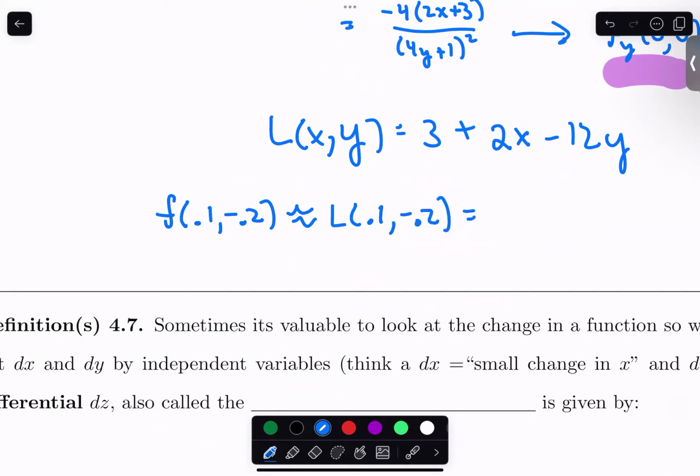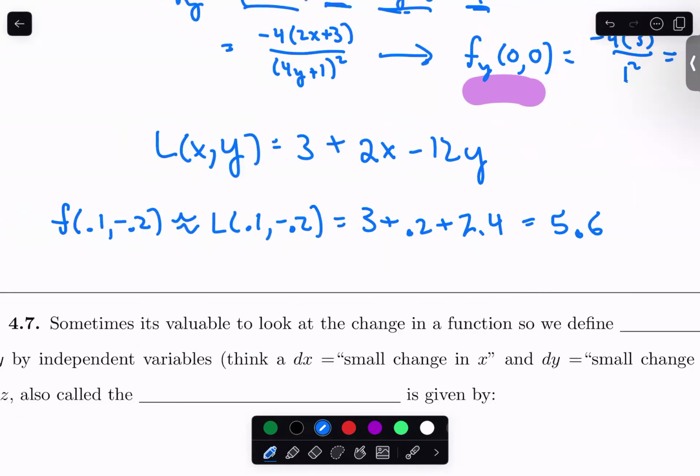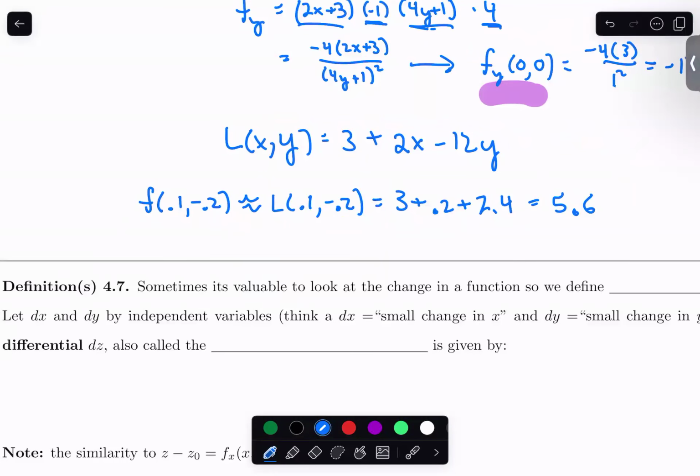And that we can solve for very quickly by just plugging this in. So we're going to have 3 plus 2 times 0.1, that's going to be 0.2. And then -12 times negative 0.2, so that's going to be plus 2.4. So altogether, we're going to have 5.6. So the linearization is saying that the height is approximately equal to 5.6.